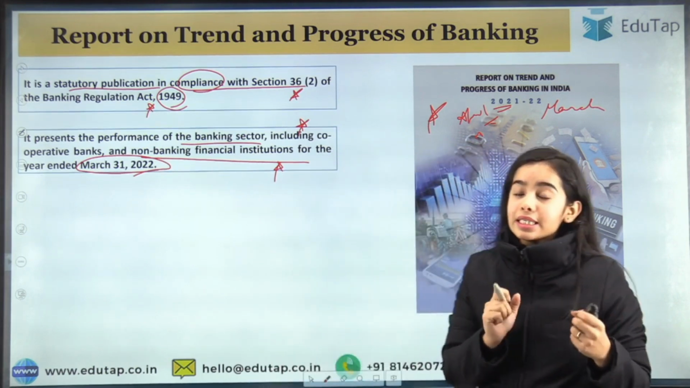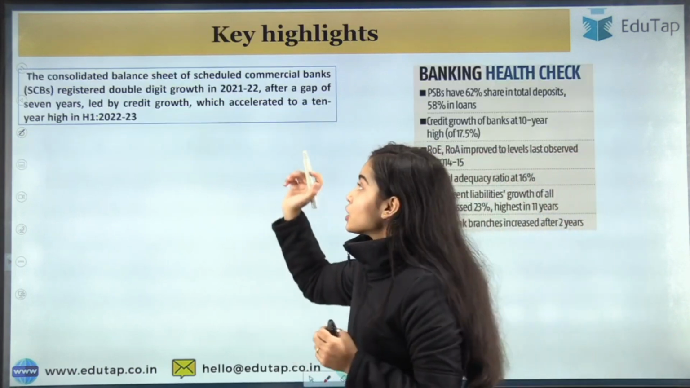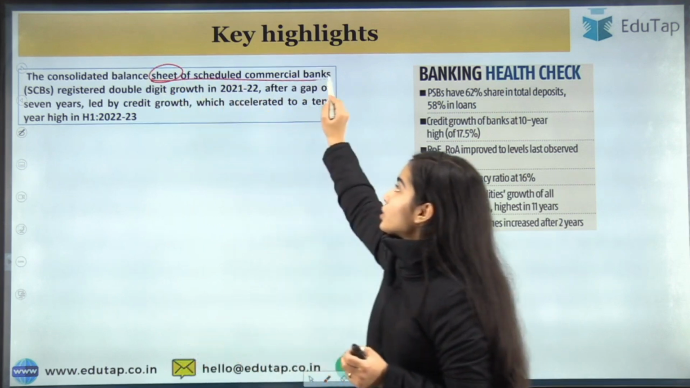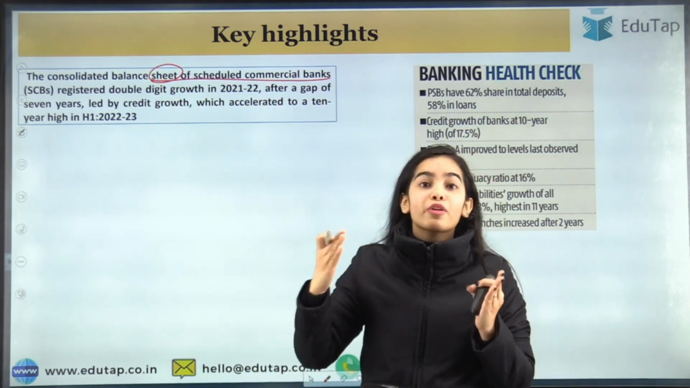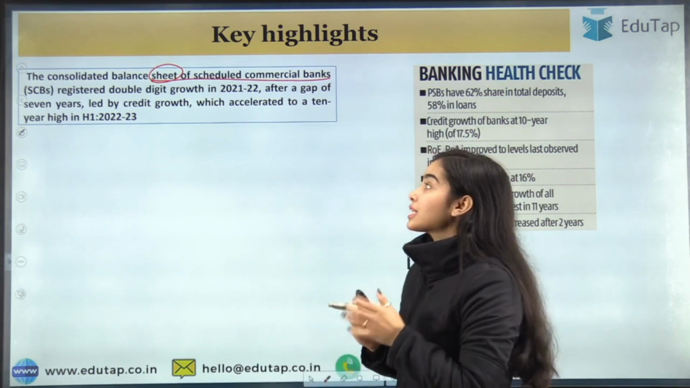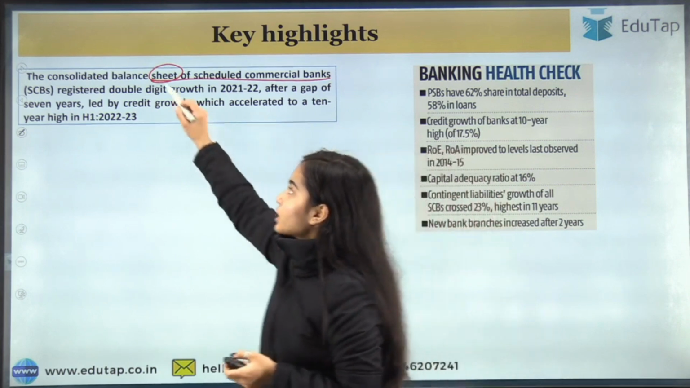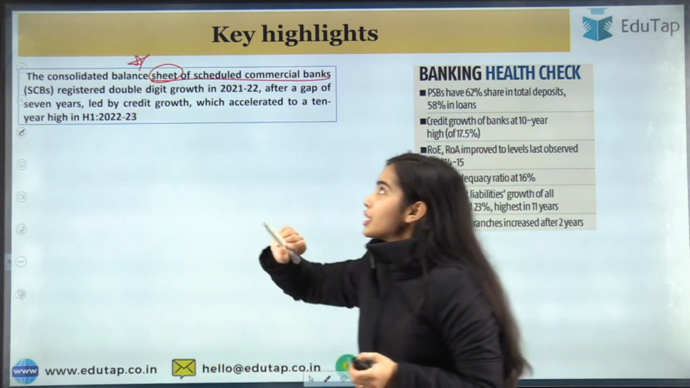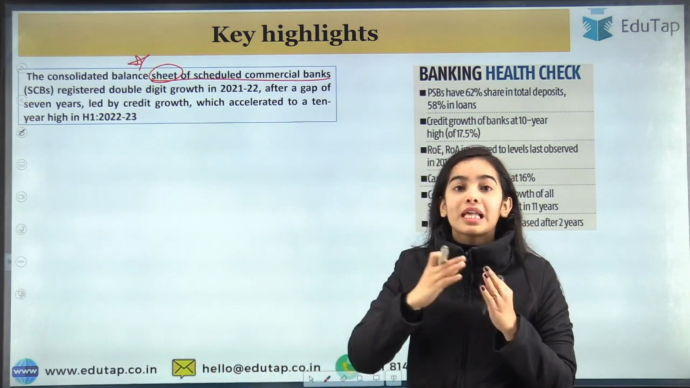Now starting with the key highlights: the consolidated balance sheet of the scheduled commercial banks registered double-digit growth, that is after a gap of 7 years. That's why this is a very important point. Remember that it is after a gap of 7 years that we have seen double-digit growth in the consolidated balance sheet of the scheduled commercial banks, and this is because of the credit growth that we have seen in our country.